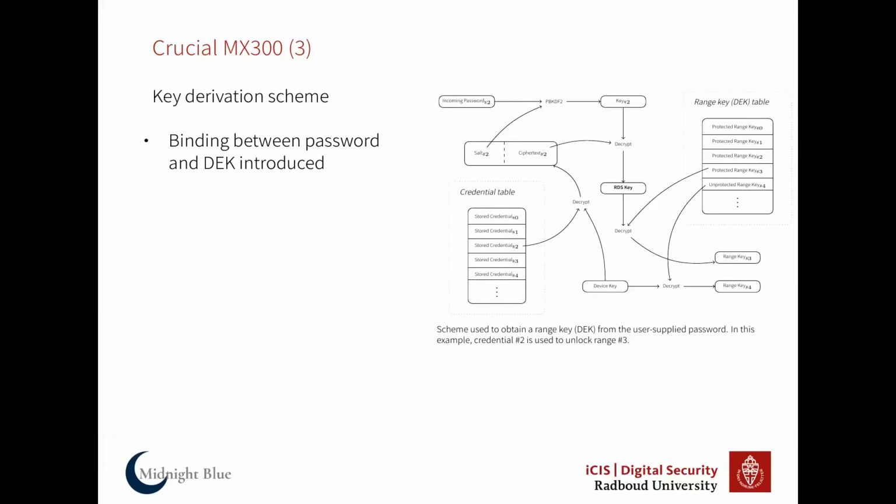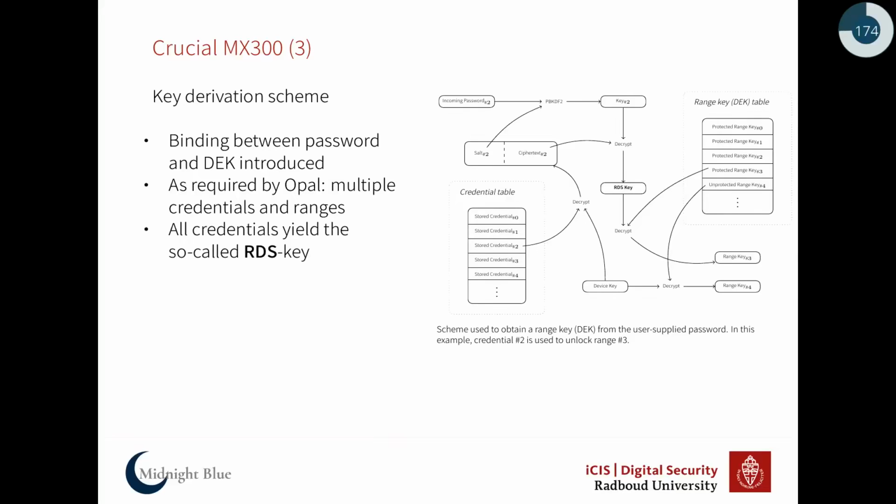So we reverse engineered all of it. Basically, there is no binding between the actual password and the actual key that's being used eventually for encrypting your data. But, and that's a big but, this incoming password is used to encrypt one key. And every password basically yields that same key. And that key is then used to decrypt some range key. So if you have that key, which they refer to as the RDS key, then you actually have access to everything. Everything else is just if statements.